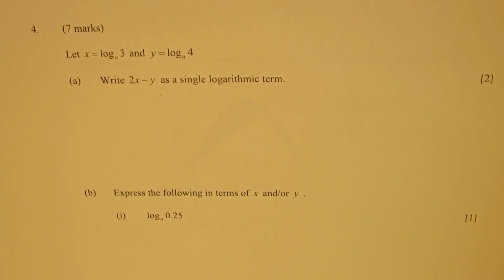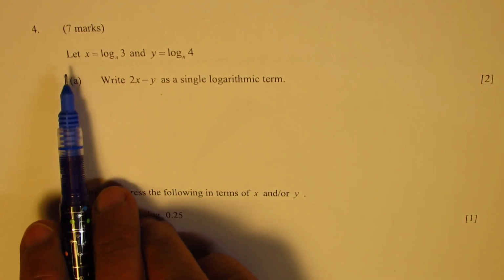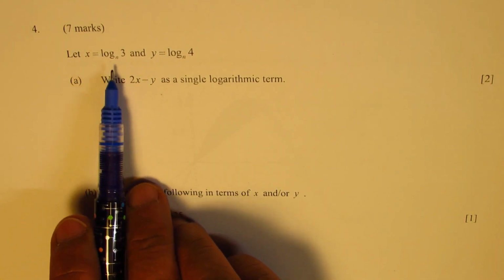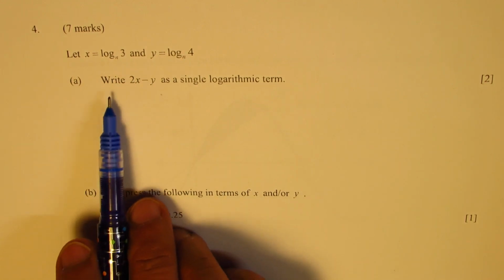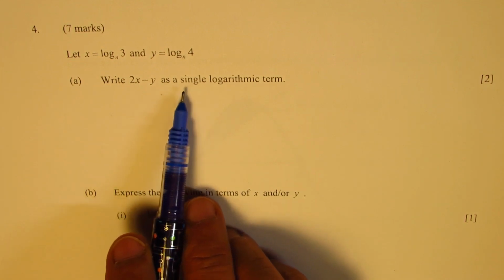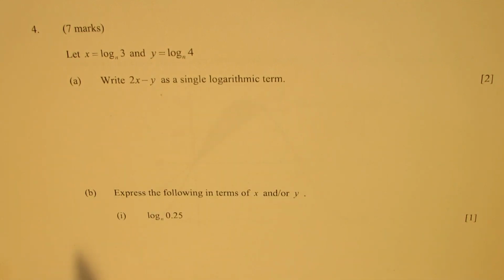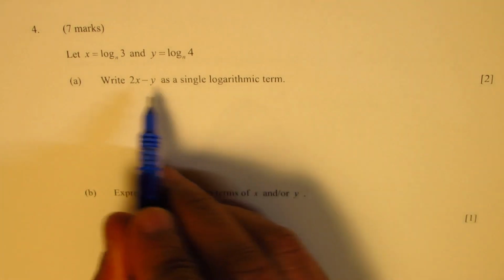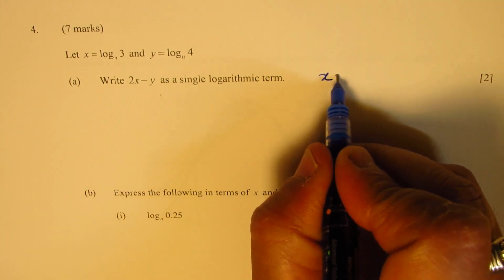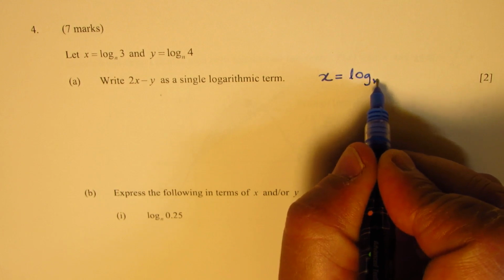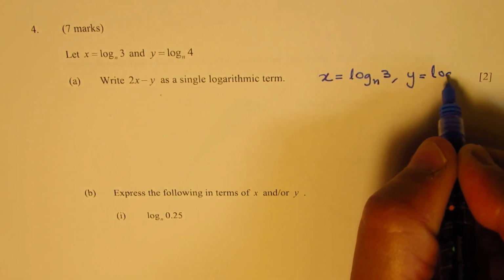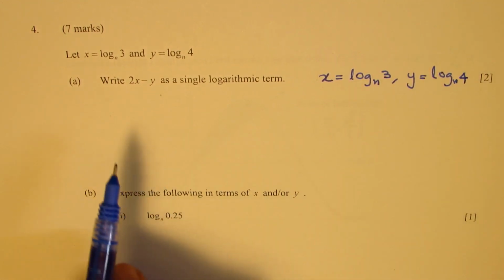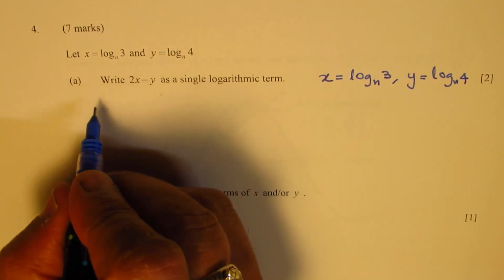So the question on logarithms from this test paper is question number 4, 7 marks. Let x equal log to the base n of 3 and y equal log to the base n of 4. Write 2x minus y as a single logarithmic term. So let's do this. Here we know that x is log to the base n of 3 and y is log to the base n of 4. We need to write 2x minus y.